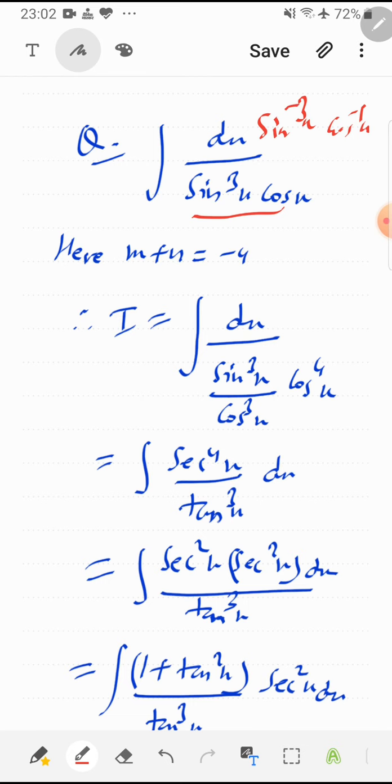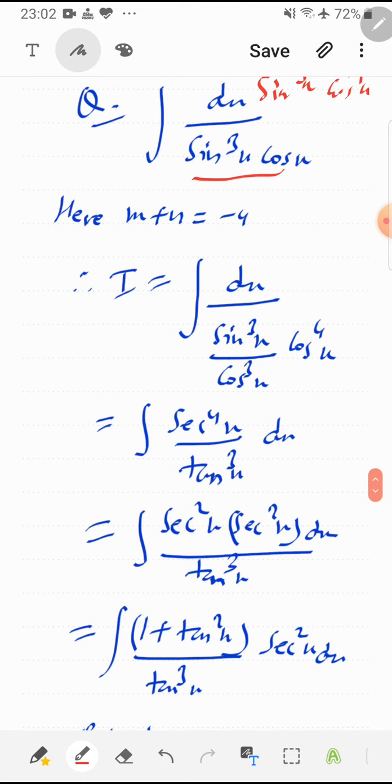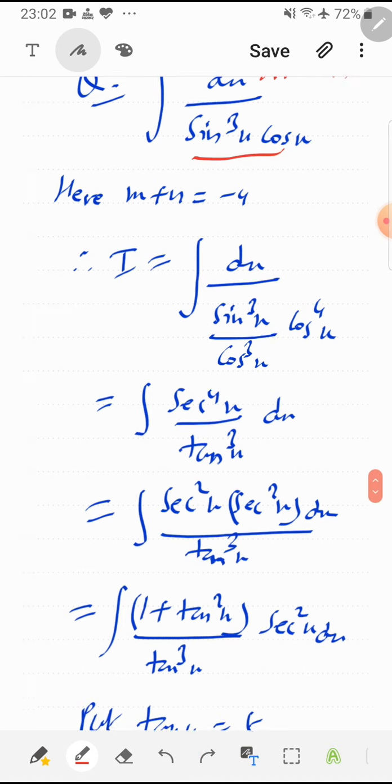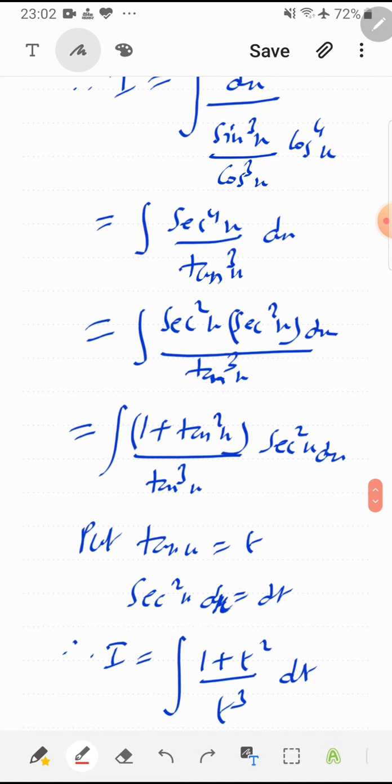So I have to put tan x as t. Now where is tan x? I have to create this by multiplying and dividing by cos cube in the denominator, so that I am getting tan cube x in the denominator, and cos raised to the power 4 can be written as secant raised to the power 4, so that it is secant square x into secant square x, or secant square x can be written as 1 plus tan square x.